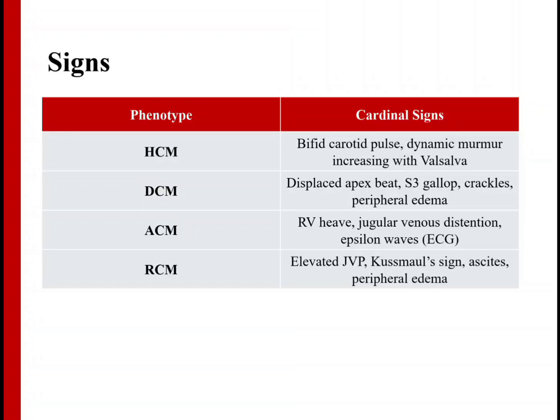In dilated cardiomyopathy, the apex might be displaced and diffused. You might also hear S3 gallop, which is an early marker of volume overload. You might also hear pulmonary crackles or rales, pedal edema, and sometimes functional mitral regurgitation from the annular ring dilation.